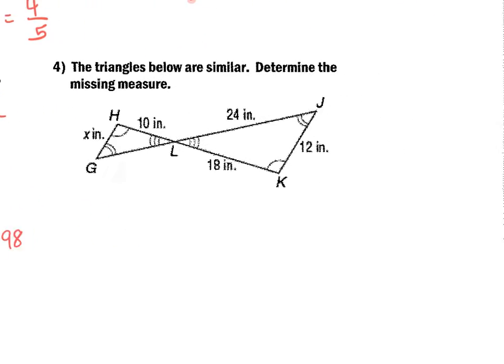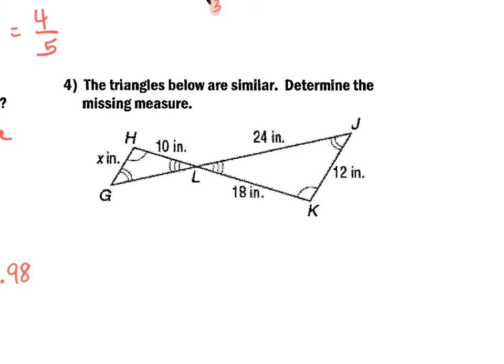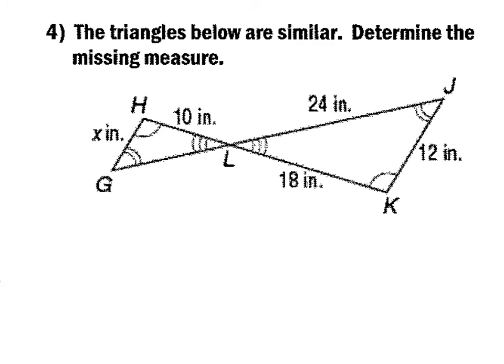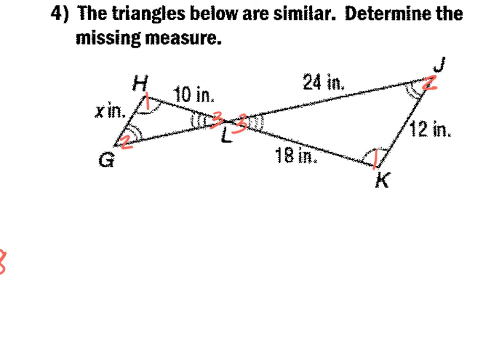And then on number 4, the triangles below are similar. Determine the missing measure. Again, they just give you those rings. Well, they give you rings and they give you letters. But I'm going to go ahead and label them 1, 2, 3, 1, 2, and 3. And so we want to find the missing measure. And so that's between 1 and 2. So I want to find 1 and 2 on my bigger one.